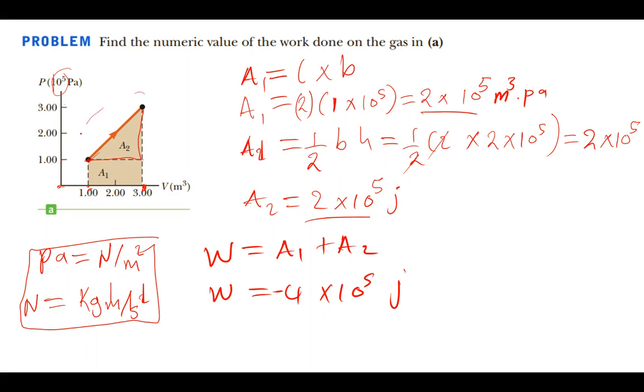But for this, we know that after calculating the area, the answer that you always get is the work done on the gas. But if you look at the actual formula, we said the work done on the gas has a negative in front there: negative P delta V. That's the work done on the gas.